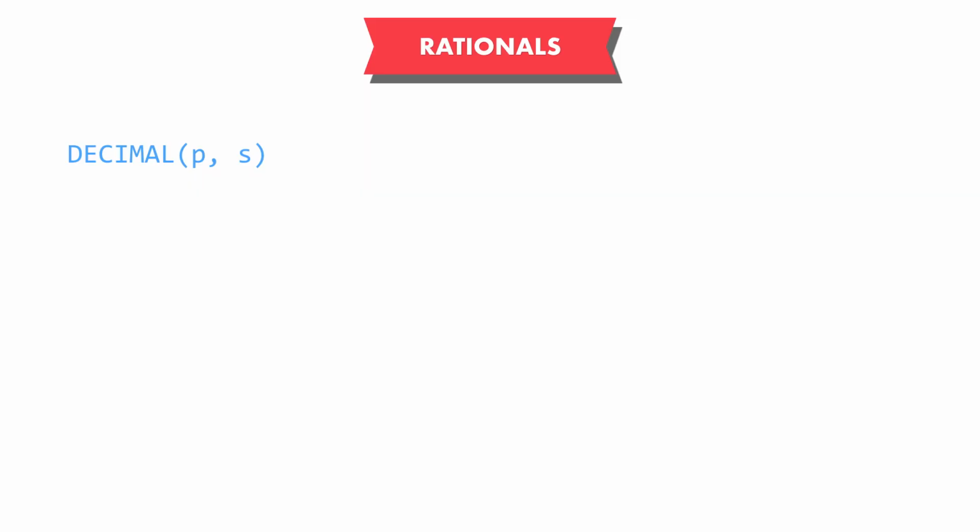The precision specifies the maximum number of digits, and this can be between 1 and 65. The scale determines the number of digits after the decimal point. For example, with decimal of 9 and 2, we can store a number with a maximum of 9 digits. We have 2 digits after and 7 digits before the decimal point, okay?